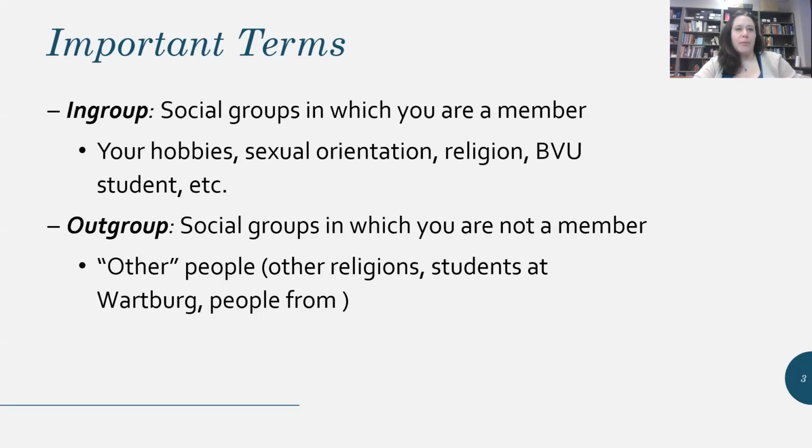It could be your hobbies. Let's say you like to go to Comic-Con like I do. You like to watch the Marvel and the DC movies, and so you're kind of a Comic-Con nerd. That would be your in-group, other people who like those movies, who go to Comic-Con, etc. It could be your sexual orientation, your religion, your ethnicity, anything that gives you a social group. An out-group is simply people who are not in your group. So people who go to other schools, people who are in a different religion, people of other sexual orientations, etc.